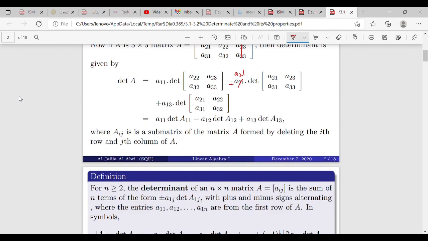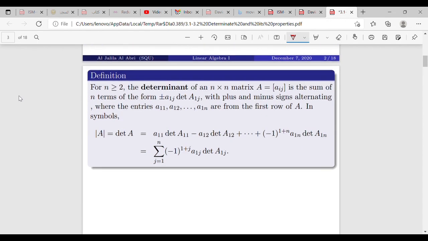So here, for n greater than or equal to 2, the determinant of an n by n matrix A, Aij, is the sum of the n terms of the form plus or minus A1j times the determinant of the 1j submatrix, with plus and minus signs alternating, where the entries A11, A12, A1n are from the first row of A.